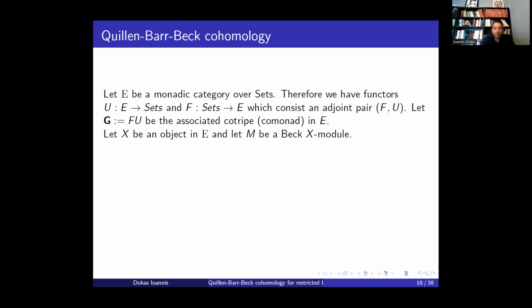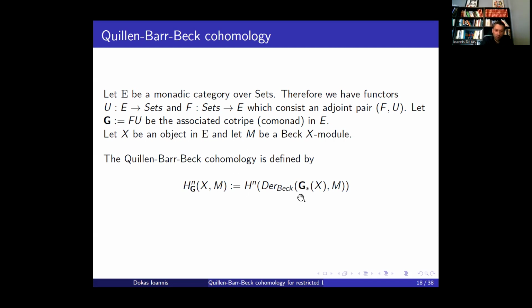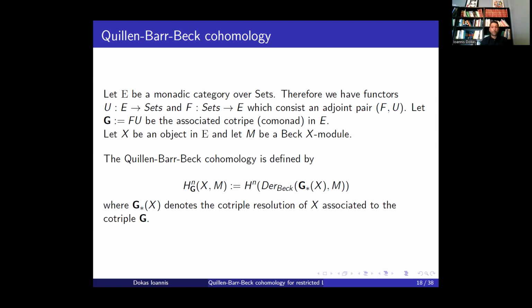And now let me define the groups. So X is an object in the category, M is a Beck X module. Then Quillen-Barr-Beck cohomology is defined by this formula that you see here, which I will explain a little bit more. So we have an object X in our category. Then, using this cotriple, we consider a cotriple resolution of X. That means a simplicial object over X. And then we apply the Beck derivation contravariant functor that we have seen just before, and we obtain a cosimplicial object in the category of abelian groups. And then we take cohomology. This is the definition. Because we can, in this case, define a simplicial resolution of X using the cotriple, we also call these groups cotriple cohomology groups.